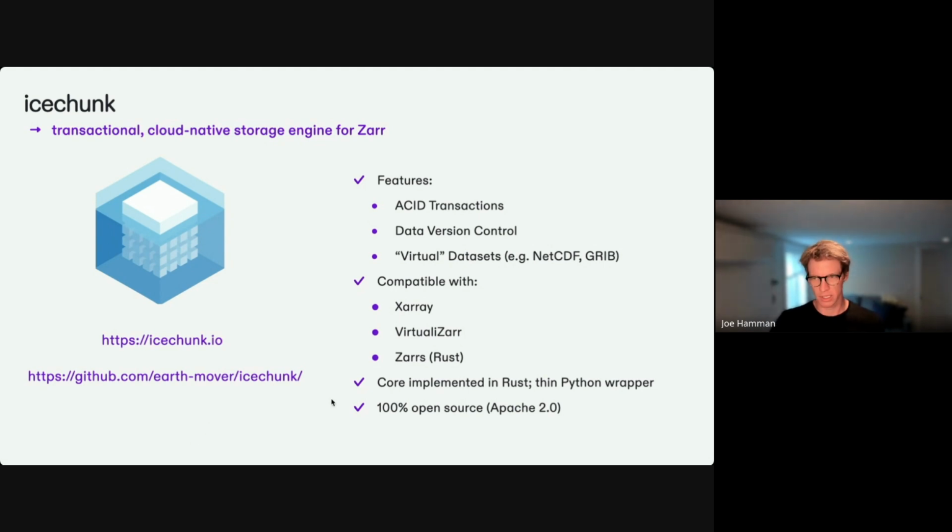So it's compatible with Xarray and virtualized Zarr. There's even now a Rust implementation called Zarrs that has bindings to this as well. Icechunk itself is written in Rust, so we get some really good performance benefits from that. And there's a Python API, and it's, like I said, available as an Apache 2 open source project.